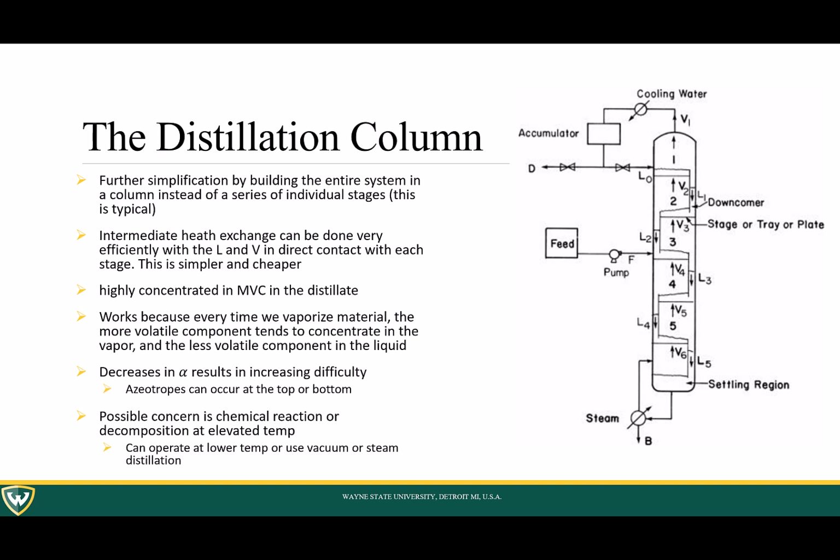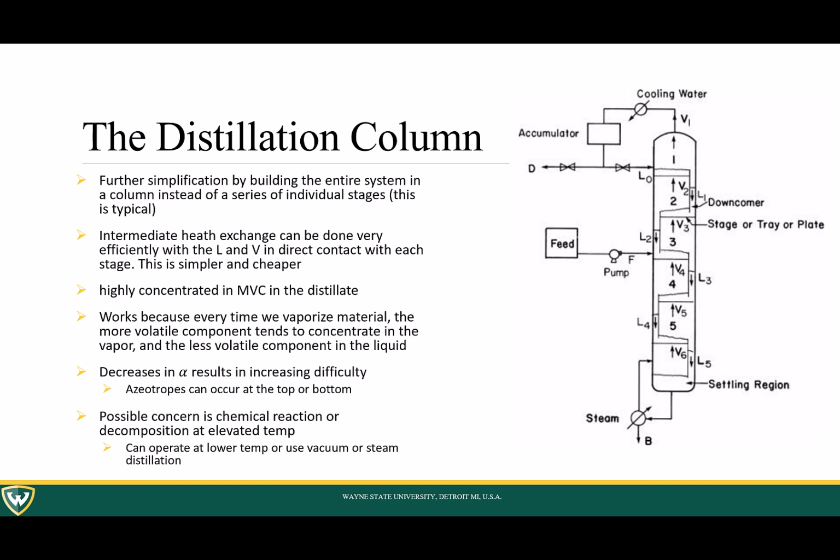So we're going to further simplify this by building the entire system into one column instead of a series of individual stages. So you can see these as you're passing by Marathon. They have a bunch of distillation columns there. What we're doing is we're just taking all these equilibrium stages and putting them into one vessel that's at the same pressure. The intermediate heat exchange can be done very efficiently with L and V in direct contact with each other. It's very simple and very cheap.